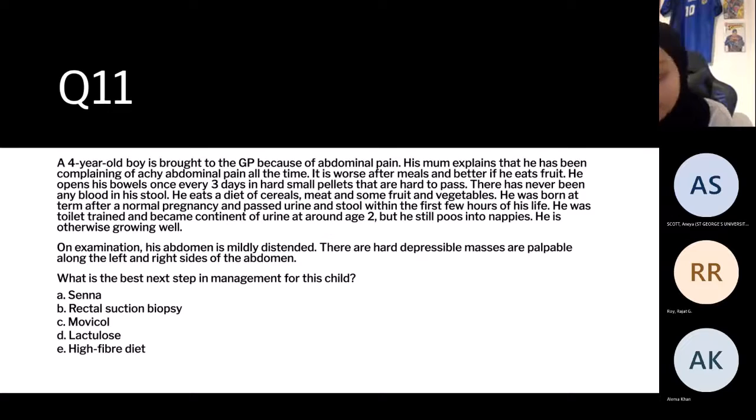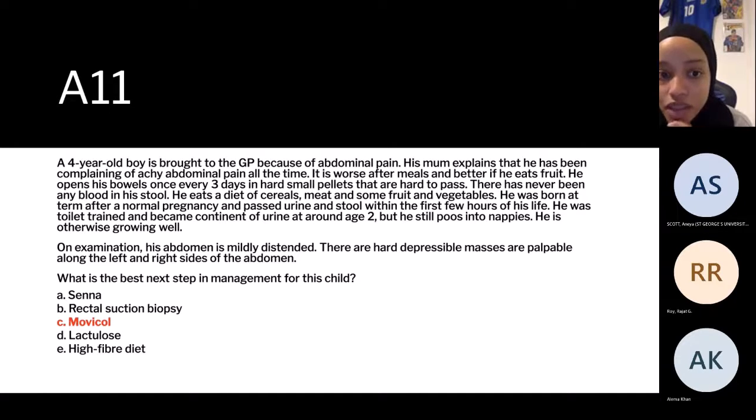So I'll give, okay. We've got both responses. So it's a split between lactulose and high fiber diet. So I'll stop the poll. So the correct management would actually be Movicol. So with constipation, which is what this patient is having, the first step would be giving something like Movicol. I believe it's an osmotic laxative.